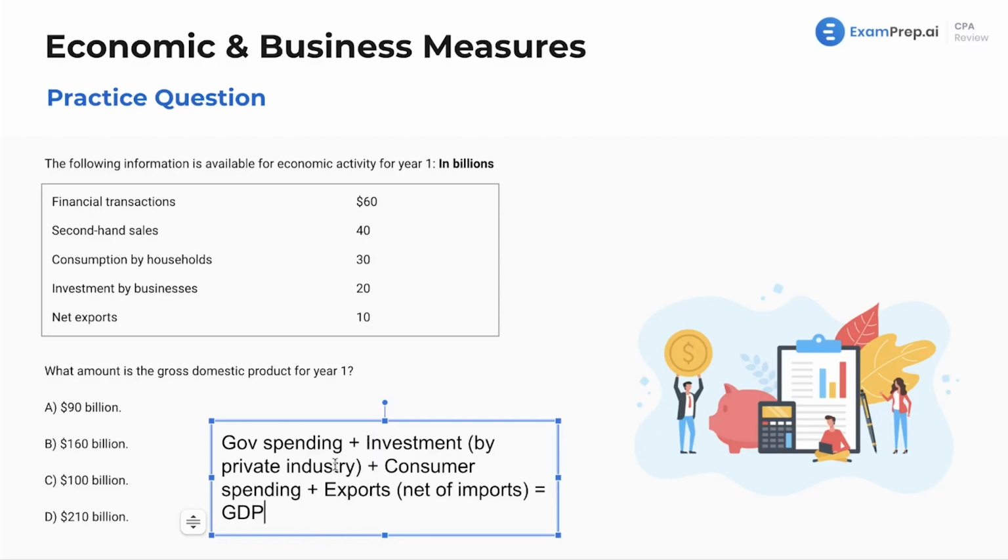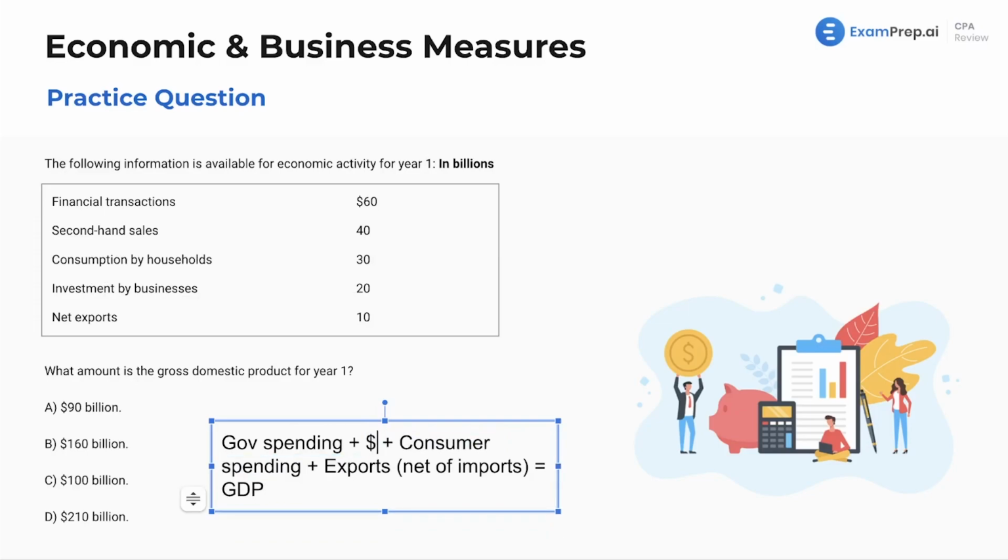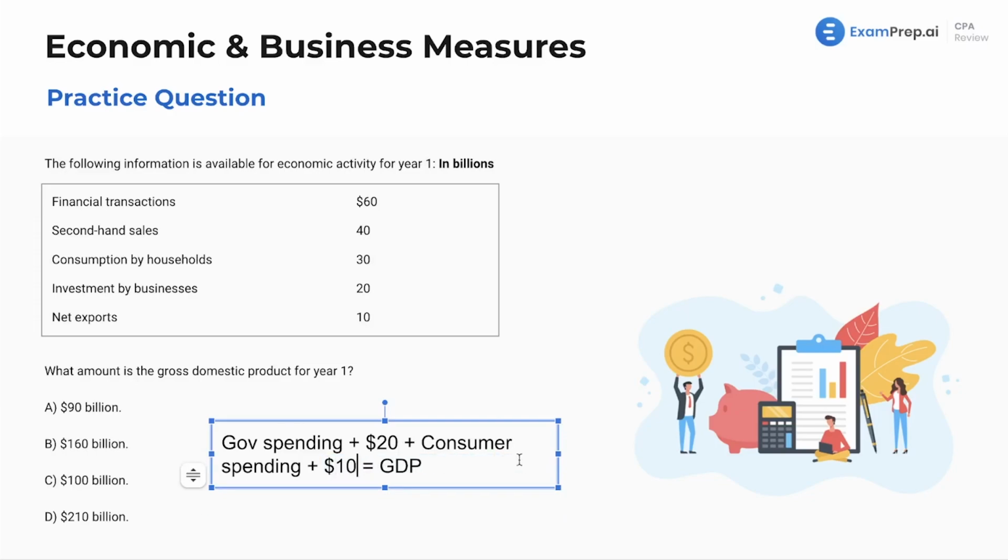Well, let's see. We've got investment by businesses. I see that. Investment by private industry, I'll put 20 billion there. Okay, and just plug and chug, right? Fill out the formula. Net exports, I see that one as well. So net exports is net of imports. I'm going to populate 10 billion there. Consumption by households, that seems to indicate our consumer spending. And secondhand sales, that as well will be involved in our consumption by households.